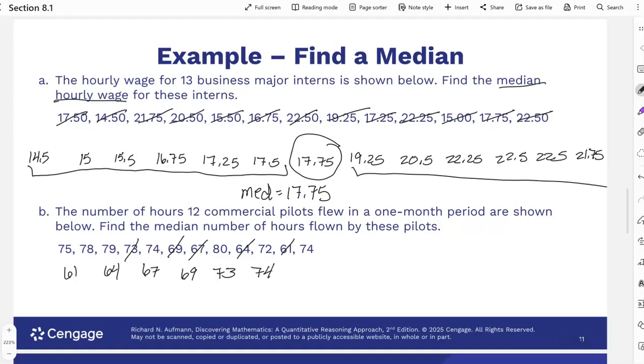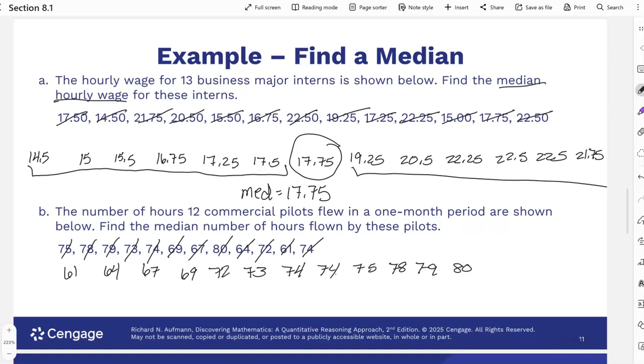We have two 74s, 74, and then we have a 75 and a 78 and a 79 and an 80. 1, 2, 3, 4, 5, 6, 7, 8, 9, 10, 11. I am missing one. I'm missing that 72, so I'm just going to scoot this down and then write 72 right there.